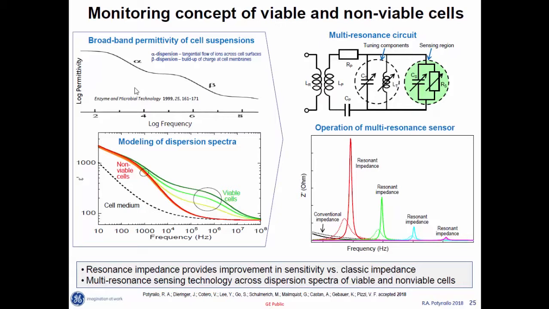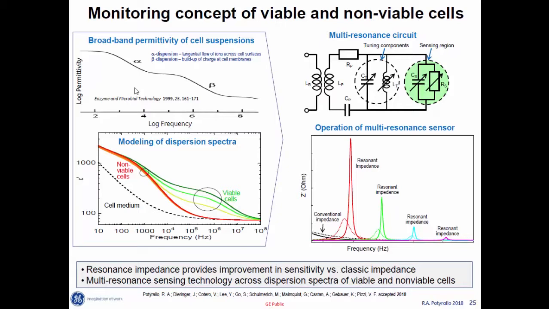From biology, we know that biological cells have different dispersion portions of the spectrum, such as alpha and beta. When we model those, we see that we can easily measure viable cells because the responses are very strong. Non-viable responses are not as strong. So in order to do those measurements, that's why we have the multi-resonant response of our sensor.